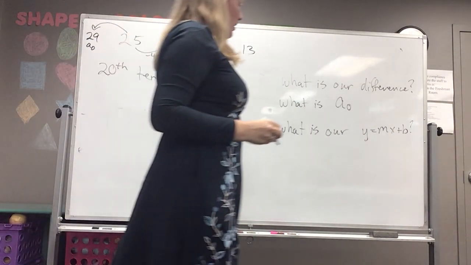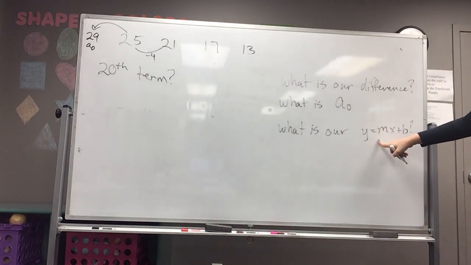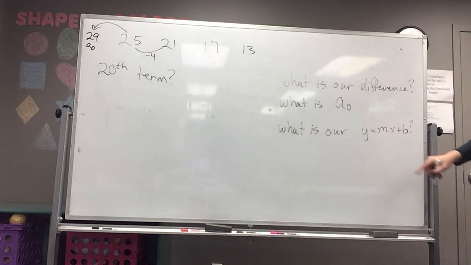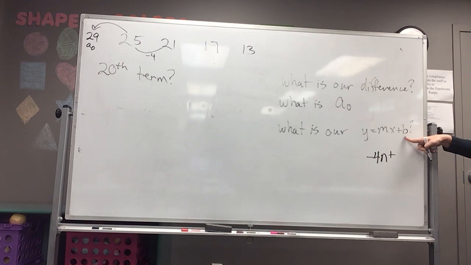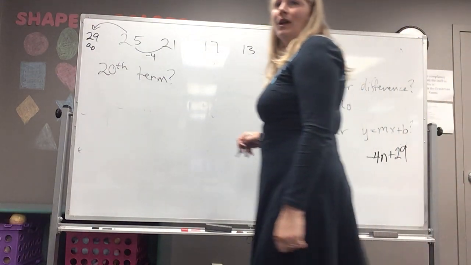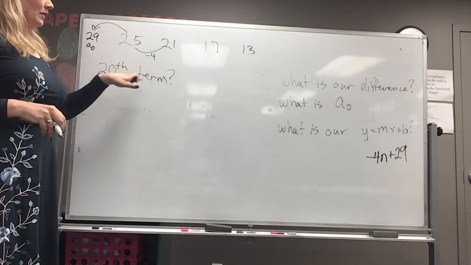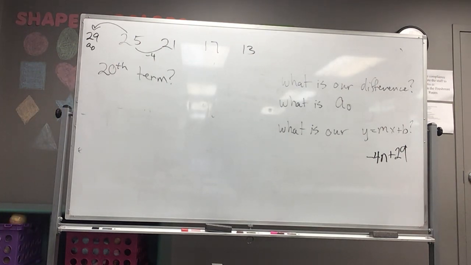So for our y equals mx plus b, m is going to be our change each time, or the slope. So we have negative 4. N is going to take the place of x because it's a sequence. And then this is our 0 point, our starting point, the 29. So we have negative 4n plus 29. If we plug in the 20th term, we're definitely going to be in negative territory by now. 20 times negative 4 is negative 80. Negative 80 plus 29 is negative 51.